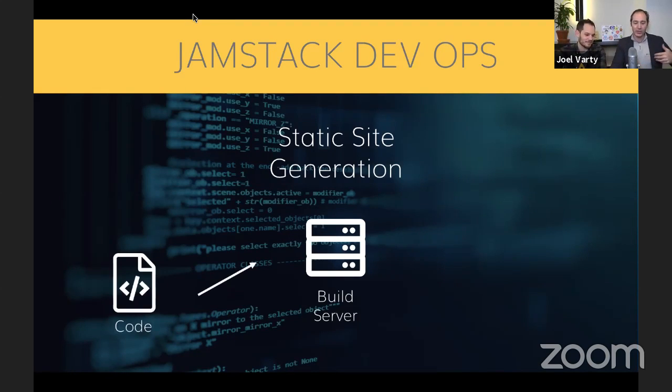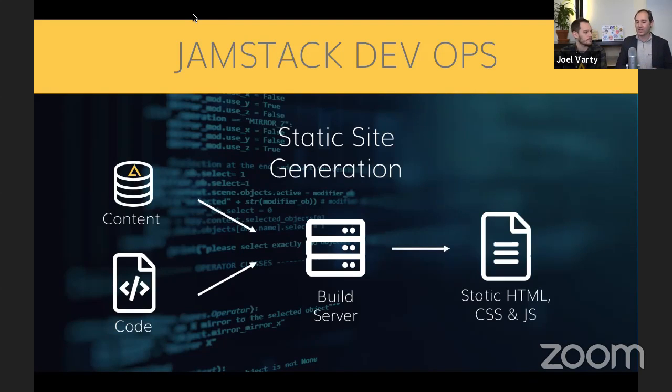So the idea is, we're going to take the code that's written, the React and whatever code that's all compiled in there. It's going to run that on the build server, and it's going to take your content, which is sourced from these dynamic APIs. It's going to combine that in a build and output the static HTML, CSS, and JavaScript for your site. Okay, so that's everything that needs to run that site.